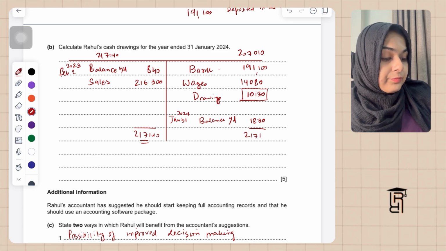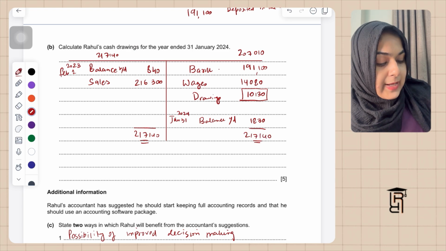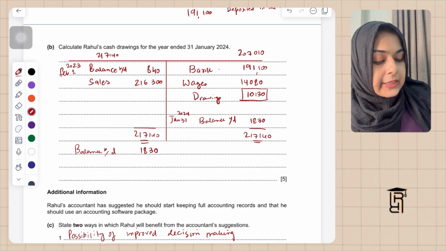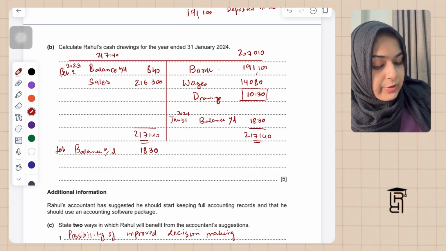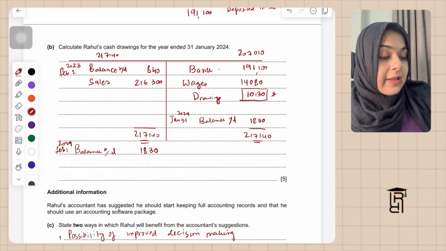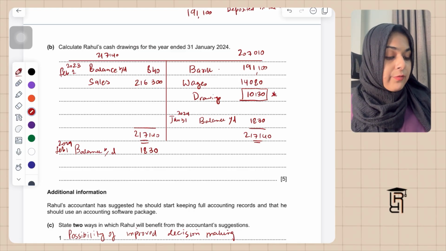217,140. And this balance carried down will become my balance brought down. So I'm going to write here balance brought down, 1830. This is going to be February 1, 2024. And that's it for this T account. Basically, this is what I have calculated, cash drawings, from this T account.